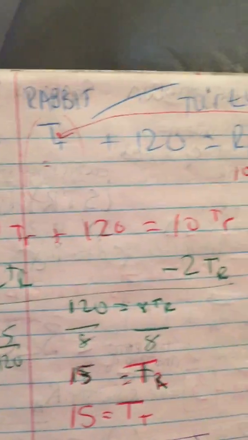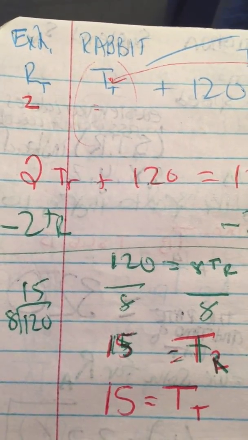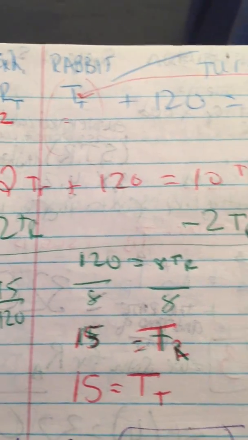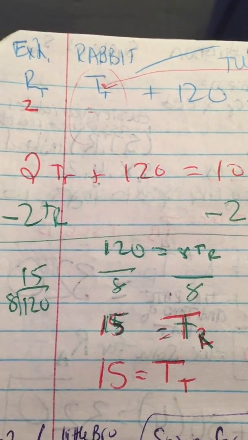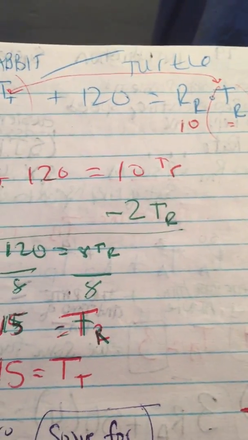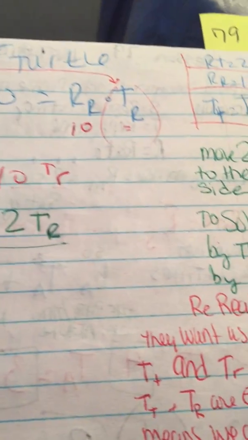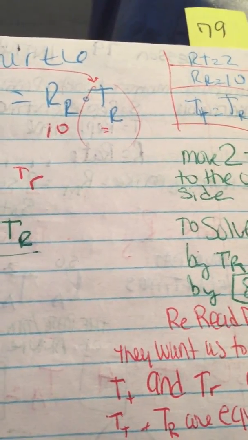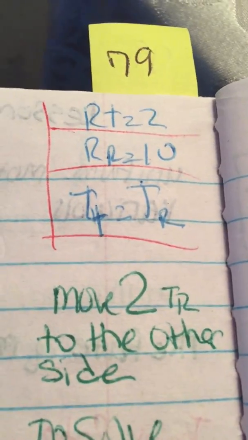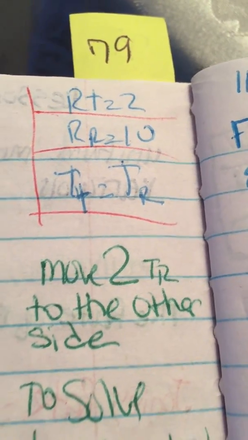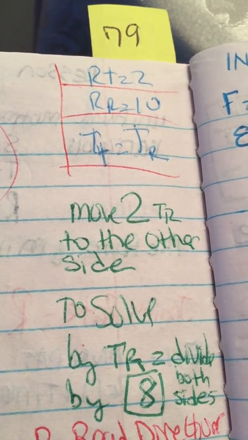Example, okay, about the rabbit and the turtle. I do hope you're following along in your text so you'll know what we're talking about. The rate of the turtle and the time of the turtle plus 120 equals the rate of the turtle and the rate of the rabbit and the time of the rabbit. Here's our table of numbers that represent these variables.